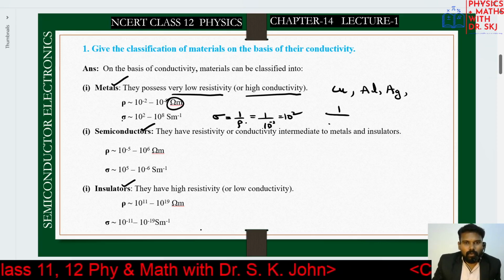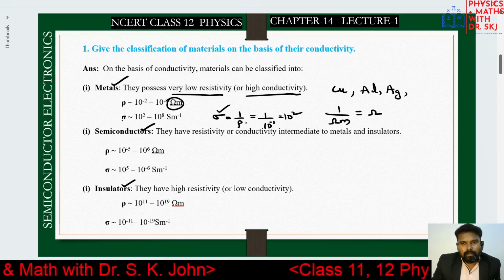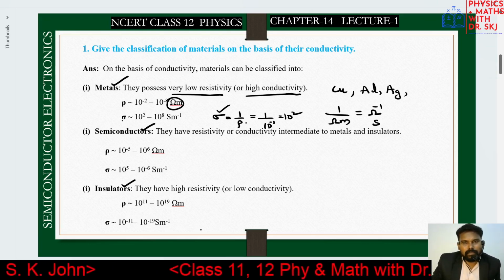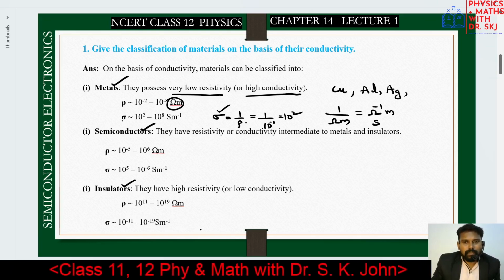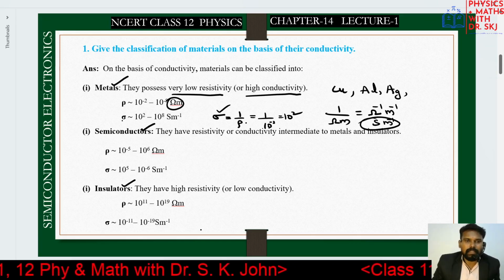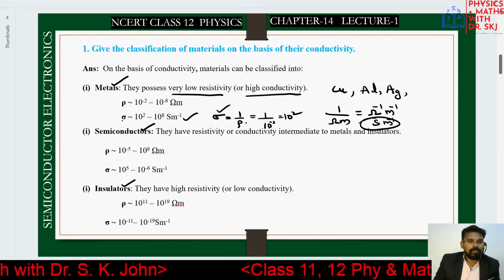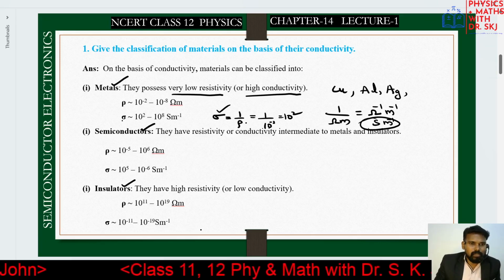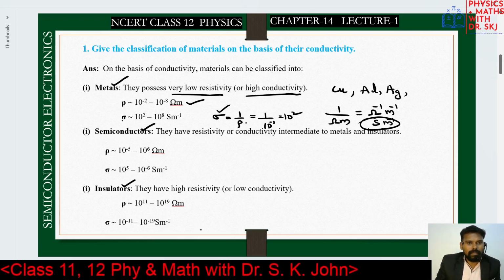Here 1 by ohm meter, the reciprocal of resistivity, is ohm inverse. Ohm inverse is usually represented as Siemens. And meter inverse has been written here. Siemens meter inverse, or ohm inverse meter inverse, is the unit of conductivity. So in the case of metals, the resistivity varies from 10 raised to minus 2 to 10 raised to minus 8 ohm meter.